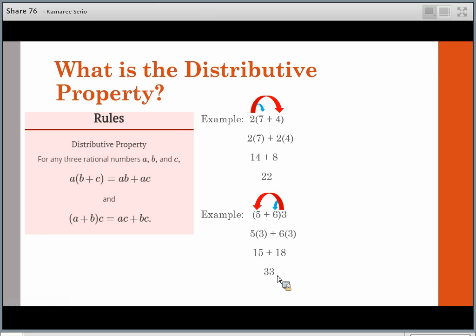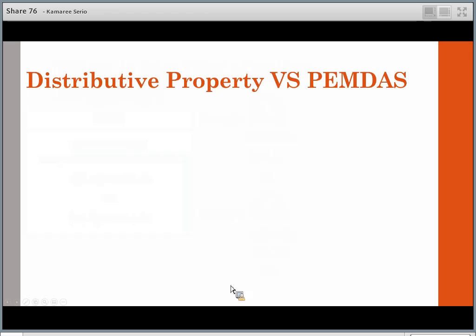So remember when you're distributing, the outside number has to be multiplied to everything inside. It's not just the first one and it's not just the last one, it's everything inside. You're distributing the 2 to everything.